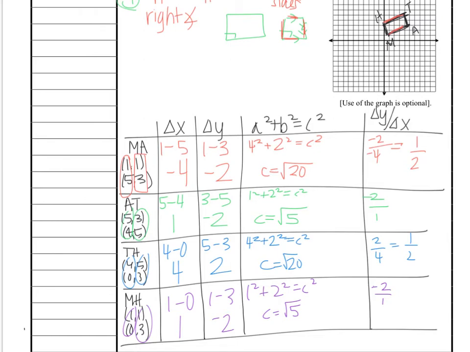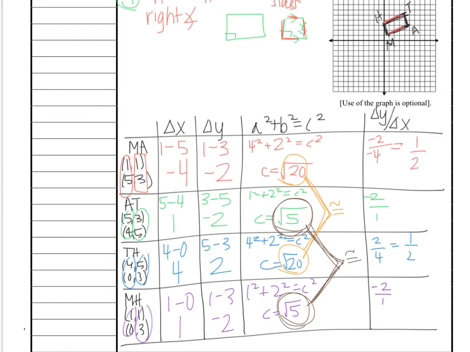So again, we're trying to show that this is a rectangle but not a square. So I notice that I have square root 20, so I can conclude something about those. Go ahead and try to make that conclusion and then check your answer. You should have written that they're congruent. Then I have square root 5, so those are the same length, which means they're also congruent.